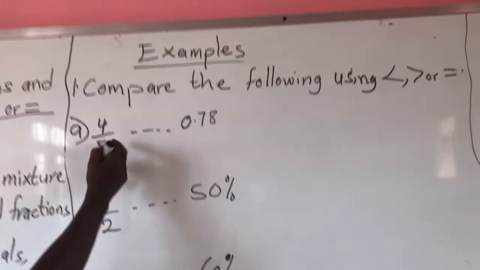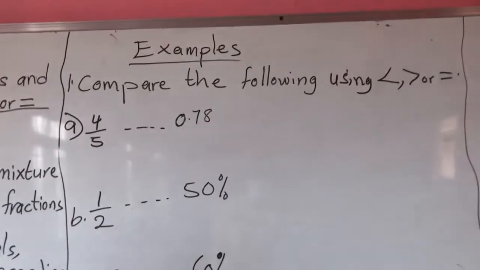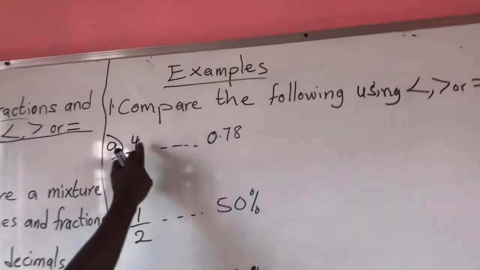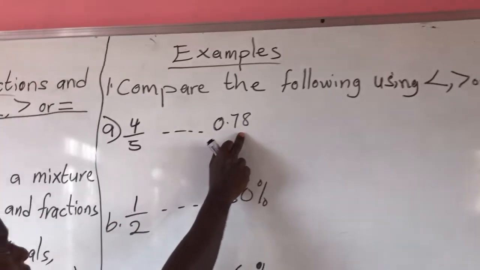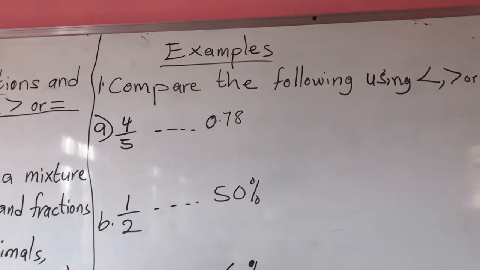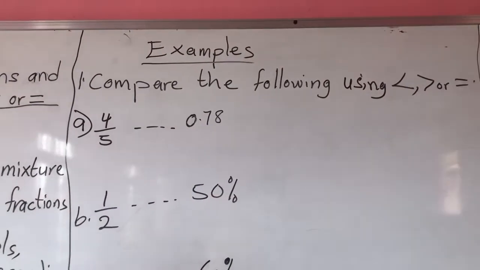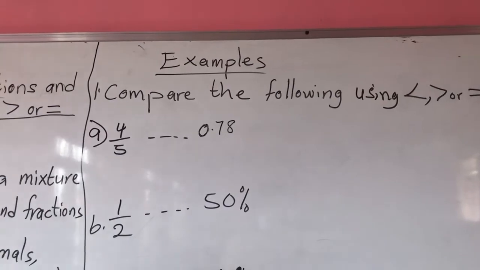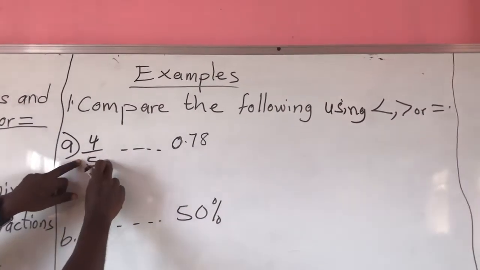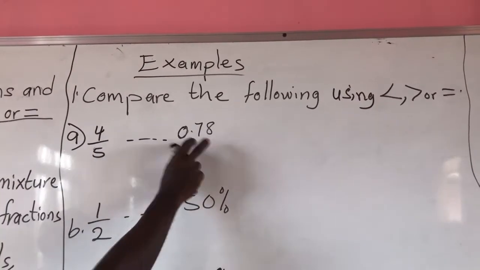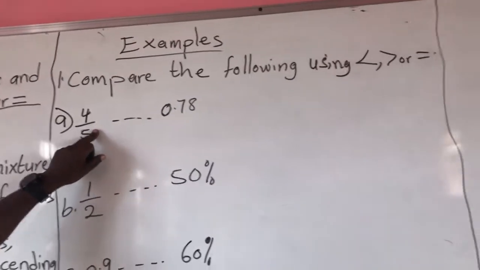We are learning to compare a mixture of decimal, fraction, and percentages. So when we look at this, we have a fraction and a decimal. So in this case, either we change all to fractions or we change all to decimals, then we compare them. So in this case, this is already in decimal. So we change this fraction also to decimal. Then we can compare them.